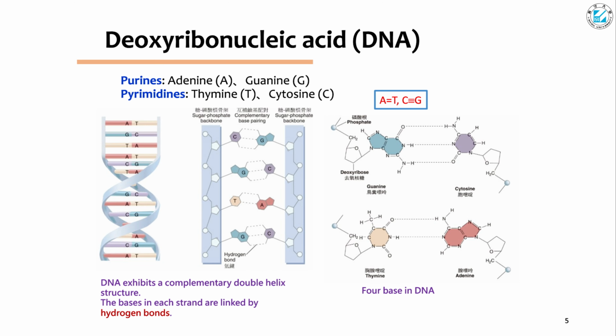The bases of DNA include the purines and the pyrimidines. The purines are adenine, A, and guanine, G, and the pyrimidines are thymine, T, and cytosine, C. In these bases, A combines with T and C combines with G by hydrogen bonds. So these bases are linked by hydrogen bonds.